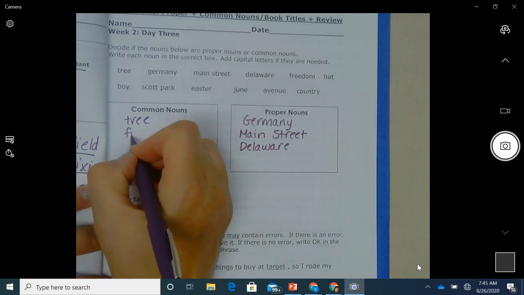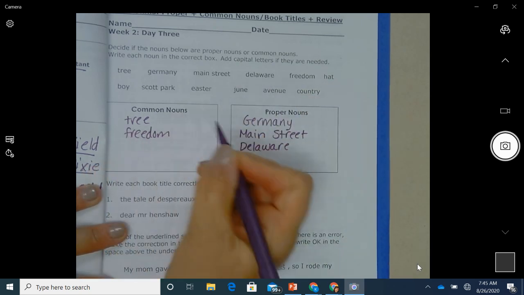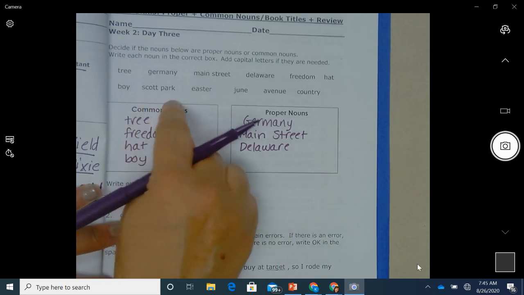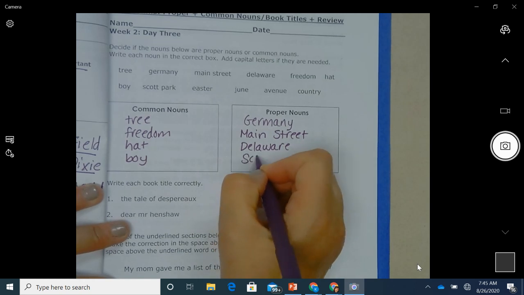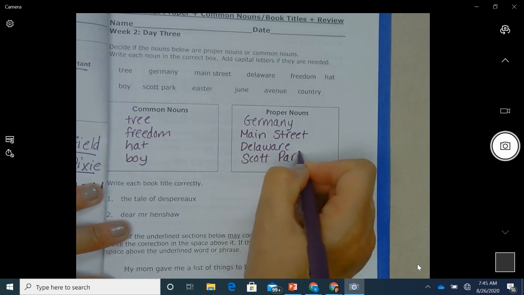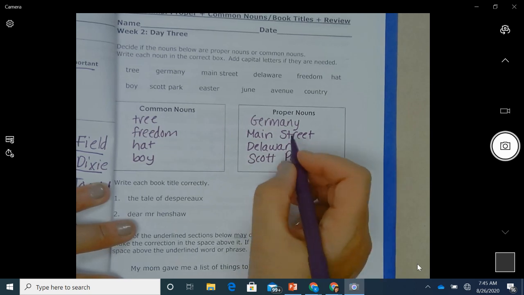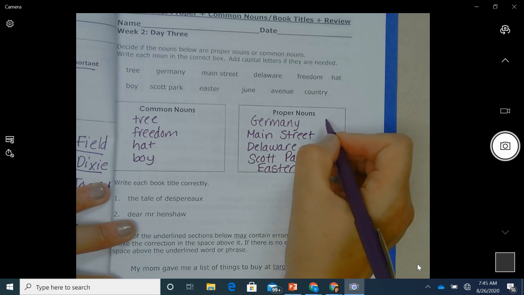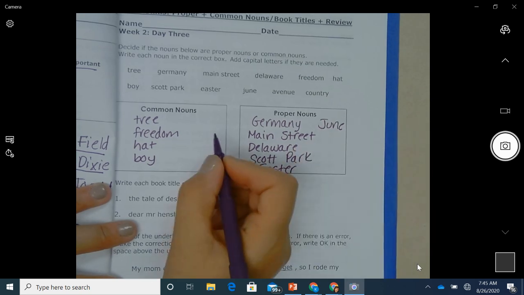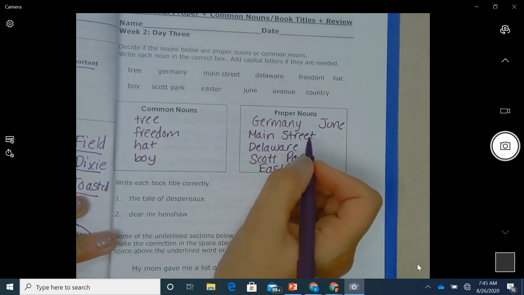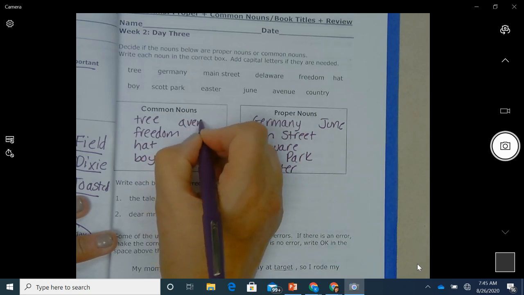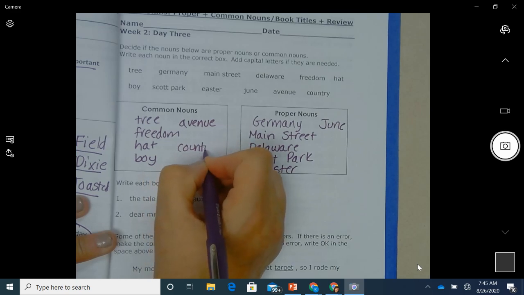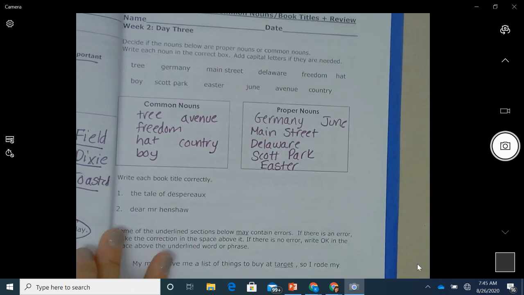Freedom is a common noun. Hat is a common noun. Boy is a common noun. Scott Park, that's a proper noun because it's the name of a place. Easter is the name of a holiday, so that is a proper noun, capitalized. June is a month, so that's capitalized. Avenue, it doesn't say a specific avenue, so that is a common noun, no capitalizing. And country, there's no specific country, so it's a common noun, no capitalizing.